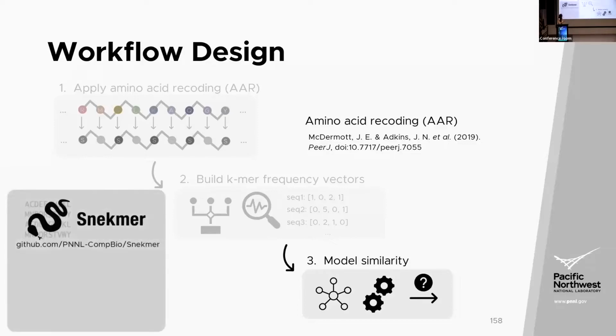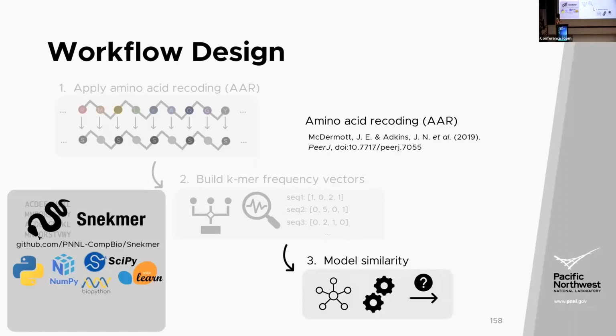To do all of this, we've implemented all of these high-level ideas into a workflow slash tool known as Snekmer. And Snekmer is fully open source, available on GitHub publicly at the PNNL CompBio GitHub repository, and is written in Python and thus benefits from this rich ecosystem of bioinformatics and data science packages.